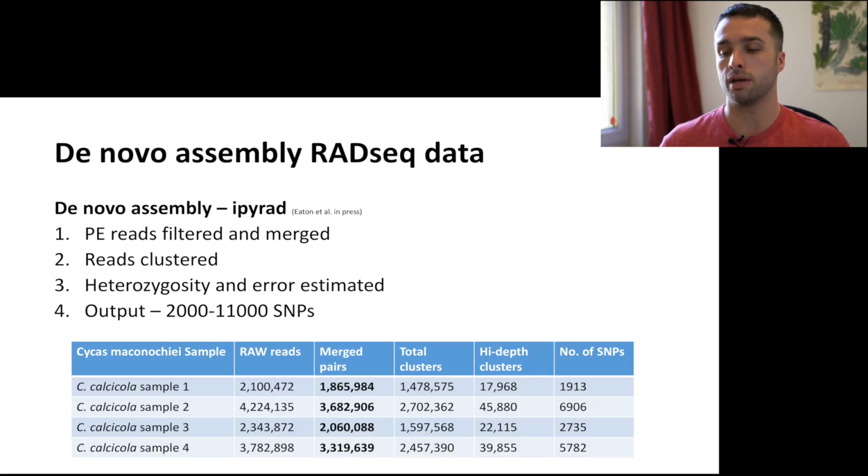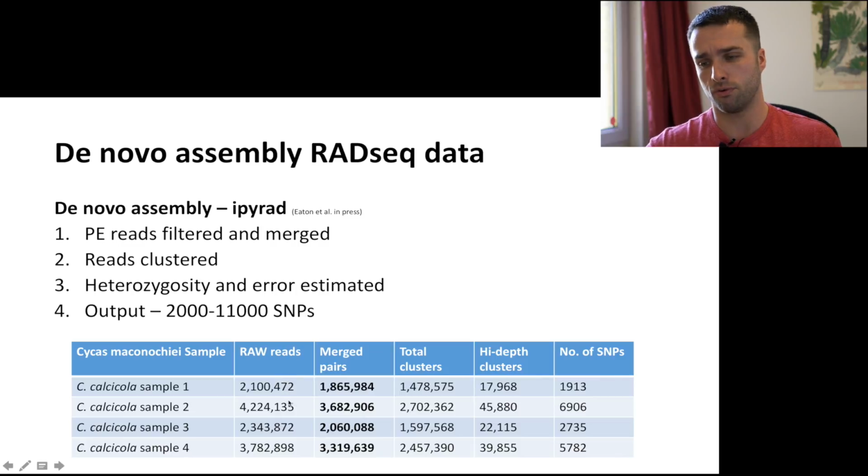So this is for 4 samples. This is the raw reads we got. These are the merged pairs, and then these are how many clusters we get. But if you notice, our number of high depth clusters is far lower than you would hope. This is purely down to the genome size, and there's no real way around this with Cycas.